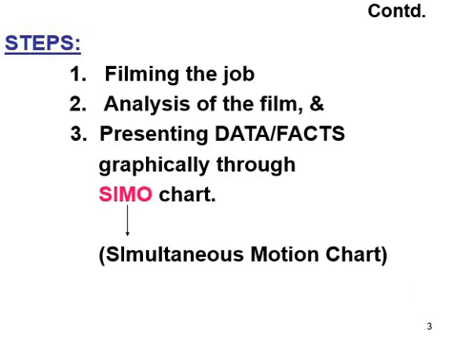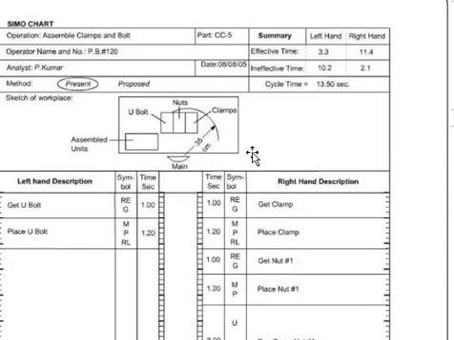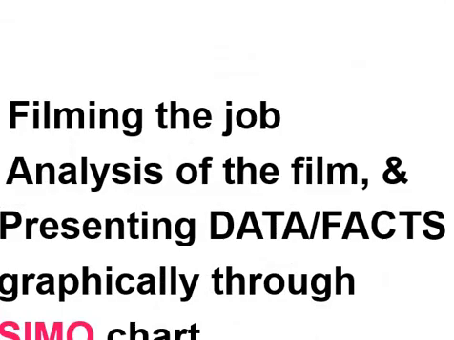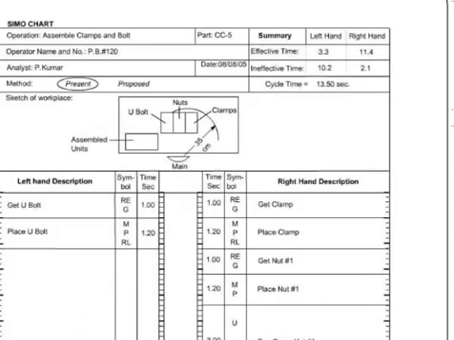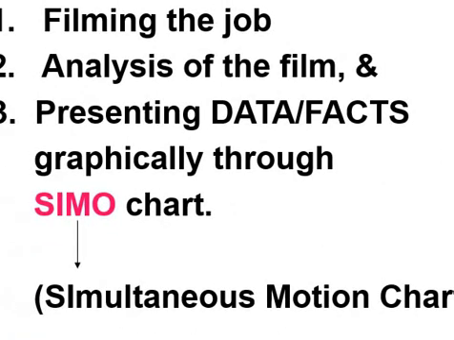So next are the steps in conducting the micromotion study. Step 1 is filming the job. Second is analysis of the film by slow motion and presenting the data facts graphically through what we call the SIMO chart, or the simultaneous motion chart. So here is the example of a simultaneous motion chart, okay, or the SIMO chart.